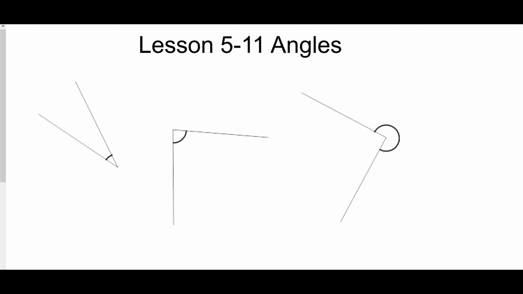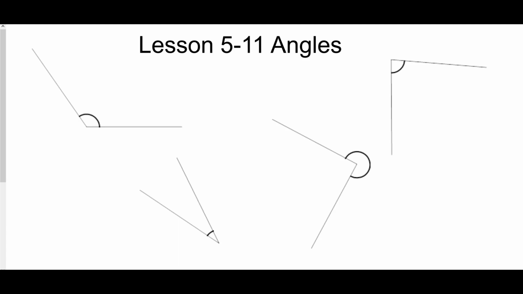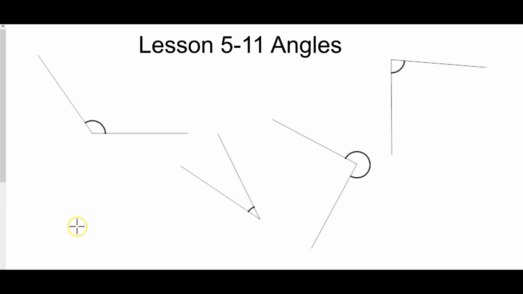Lesson 511, Angles. So what do we remember about angles? I know that I can look at this angle and say, hey, that's an obtuse angle. And I can look at this angle and say, that is an acute angle. I know that an angle is made up of two rays.